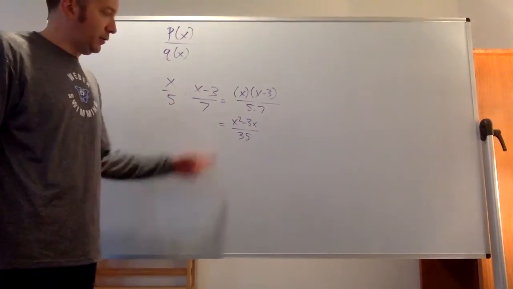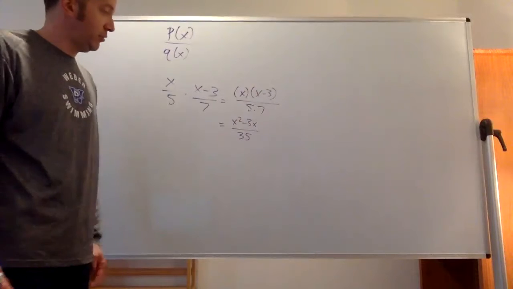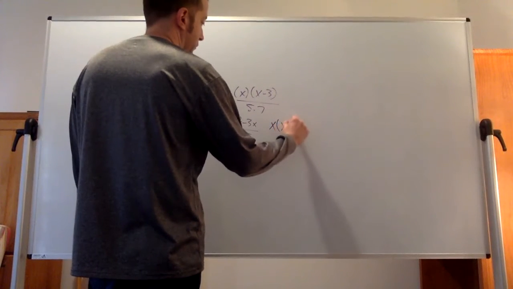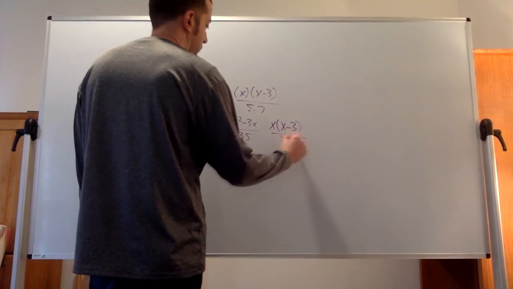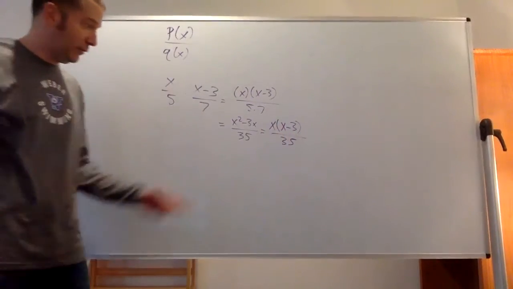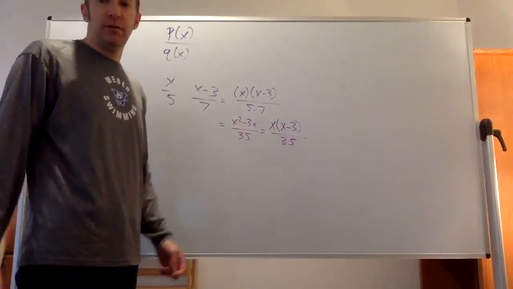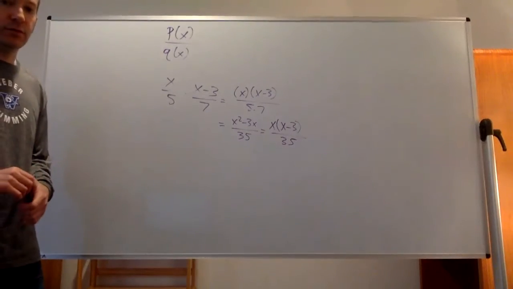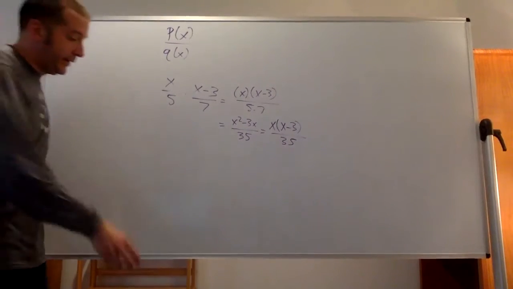Some of you might be like, do I have to multiply this out? Not really. If you wanted to leave it factored, that would work just as well. I'm not really convinced one of these is simpler than the other, so just pick whichever one you feel most comfortable with.